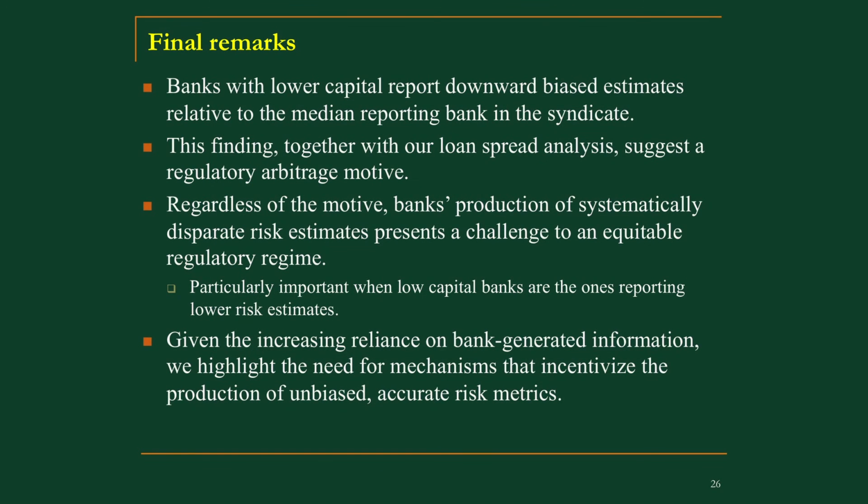So let me conclude. What is it that we find here? Banks with lower capital report downward biased estimates, again, vis-a-vis the median of the syndicate. And this finding, together with the spread, suggests a regulatory arbitrage motive. Now, and I think this is important, I went through all of those other cases.